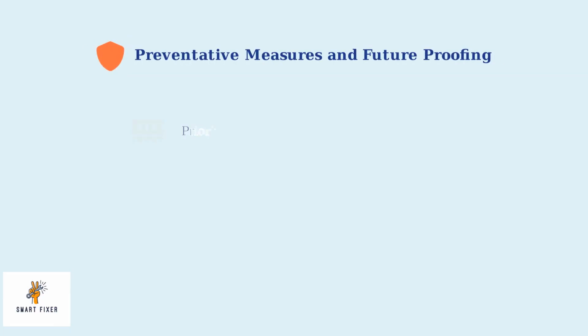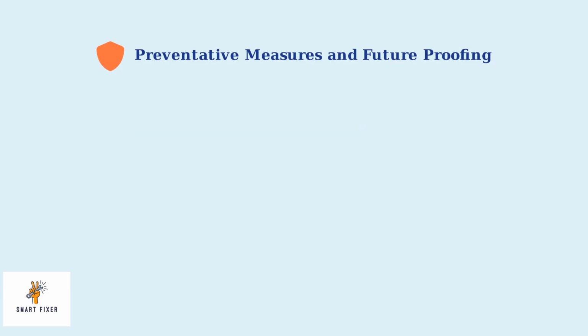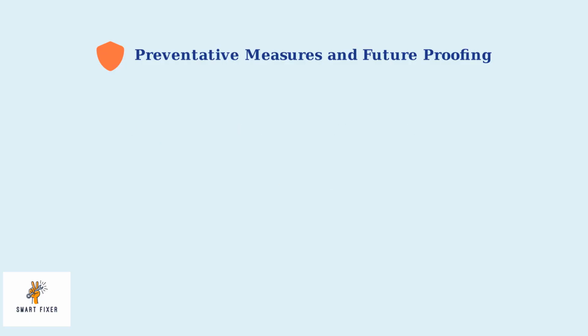To prevent Peacock issues on your TCL TV, start by choosing a TV with adequate memory. Prioritize models with at least 3 GB of RAM to handle streaming apps smoothly. Regularly update your TCL TV's firmware and Peacock app. These updates include important fixes and improvements that prevent compatibility issues. If your TCL TV continues to struggle with Peacock, consider using an external streaming device like a Fire TV Stick for more reliable performance. Looking ahead, future TCL TVs will likely include AI-driven features that automatically troubleshoot and fix app errors, making streaming issues a thing of the past.